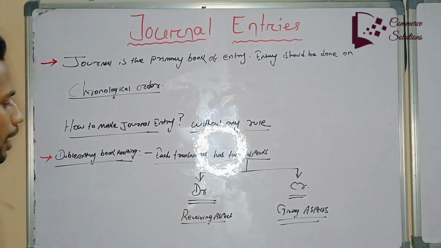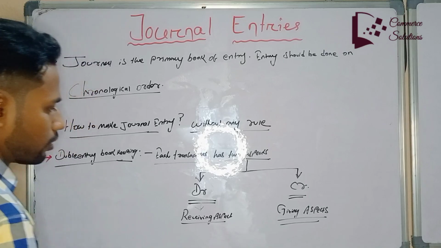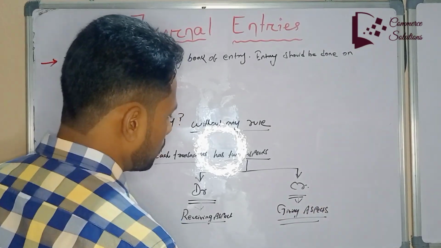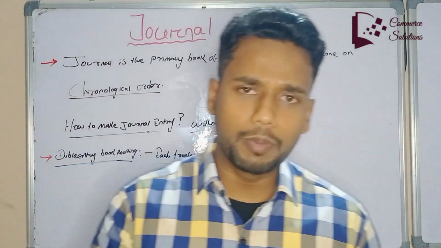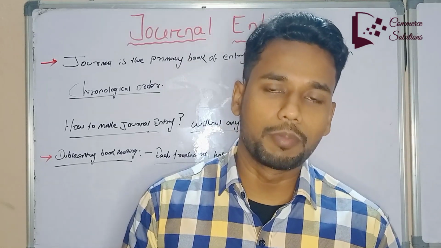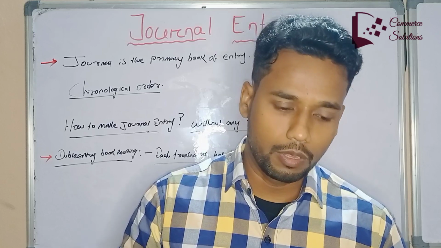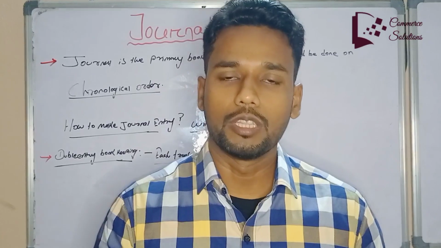So what is debit? Debit is the receiving aspect of the transaction, and credit is the giving aspect of the transaction. Debit is the receiving aspect of the particular transaction. Credit means the giving aspect of the particular transaction. If you are able to understand this concept, you can record a journal without any rule.